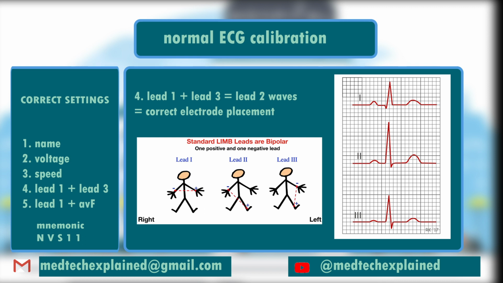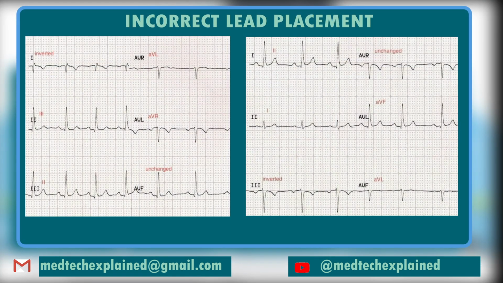If the P and T waves in lead 2 are smaller than those in leads 1 or 3, then this can indicate the electrodes were placed incorrectly and the leads can be reversed. So the ECG may need to be repeated after correct placement. Here are some examples of lead reversal.